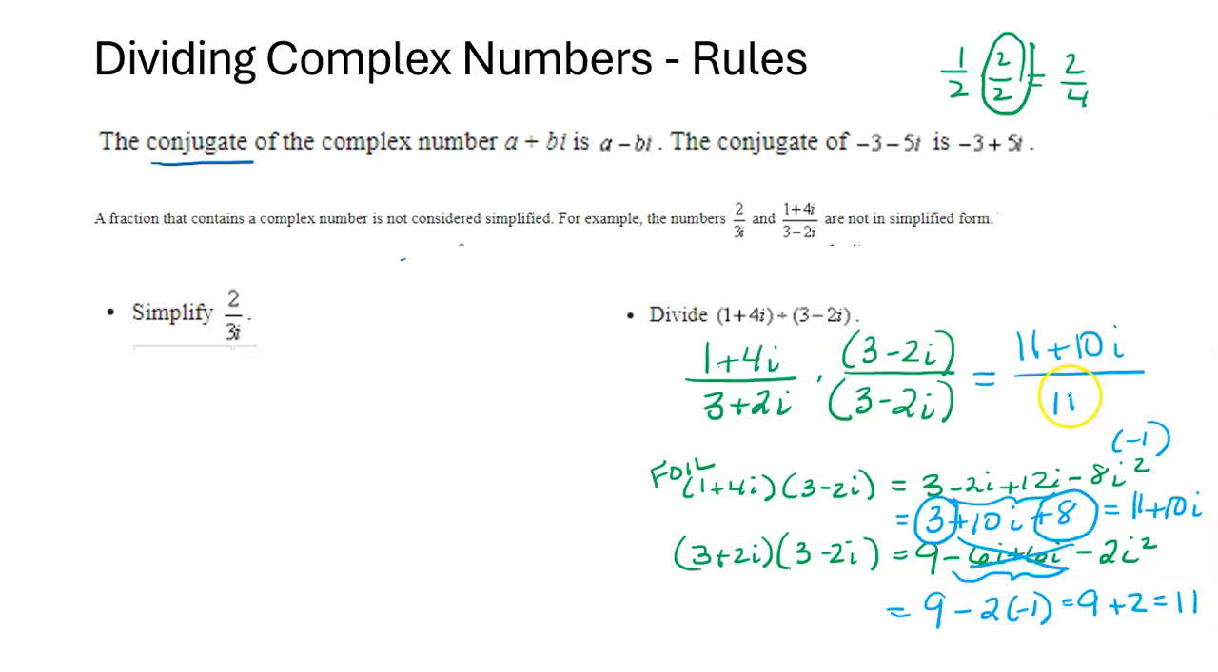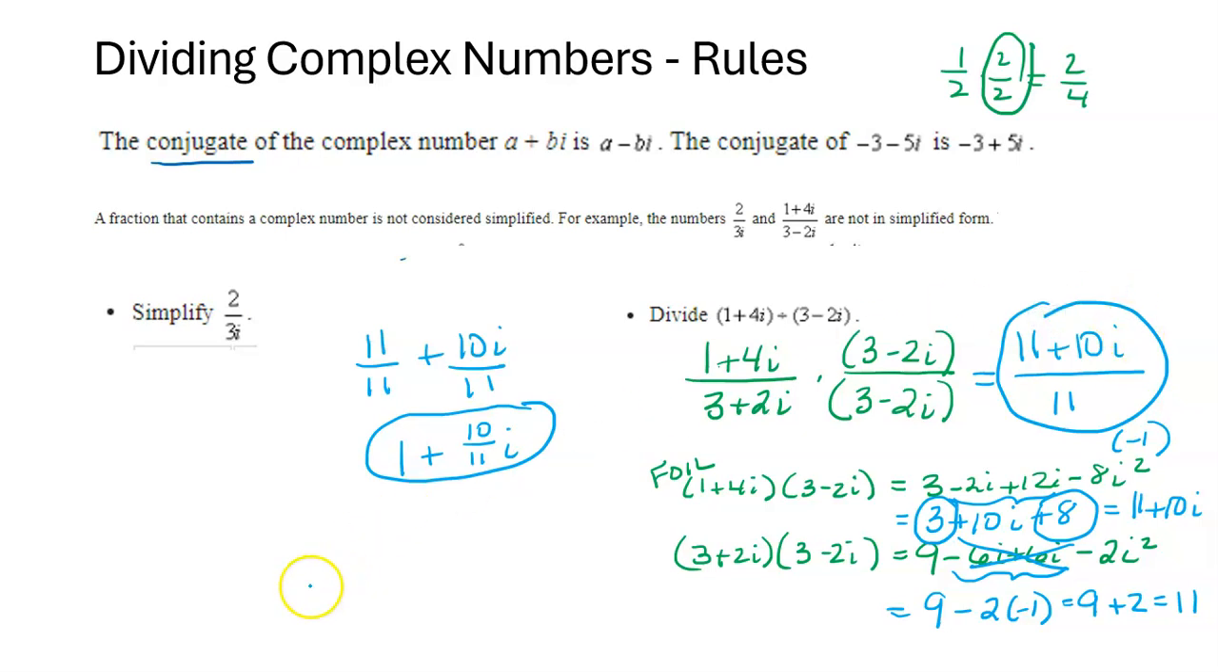So you can leave it like this, or you can do 11 over 11 plus 10i over 11, which would be 1 plus 10 over 11i. You could do that, or you could leave it like this. Okay.